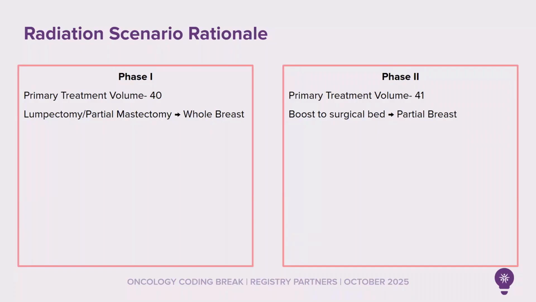There's an exception to the rule for breast cancer. Patients who have had a lumpectomy, we code 40 when the patient has whole breast radiation. When the patient has a boost to the surgical bed, a new phase is started, and the primary treatment volume is only the surgical or tumor bed, which is coded to partial breast.